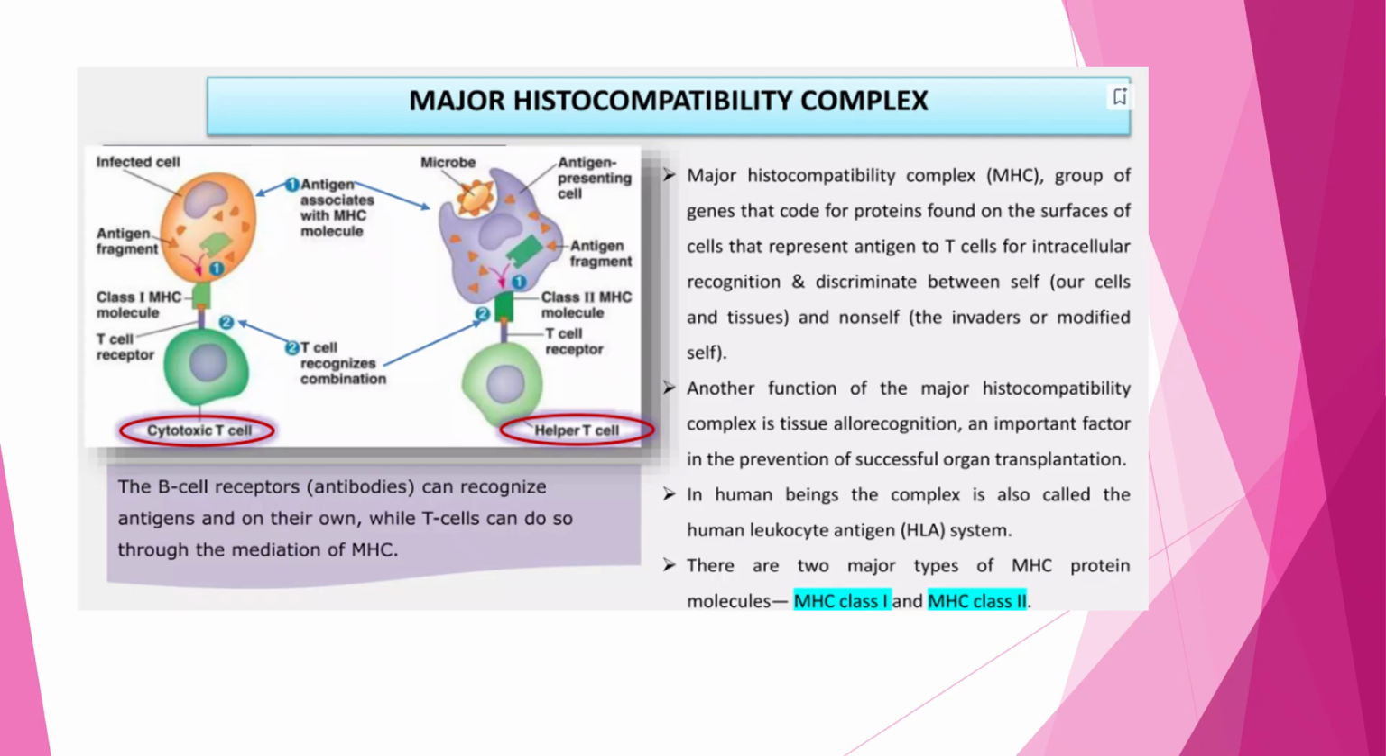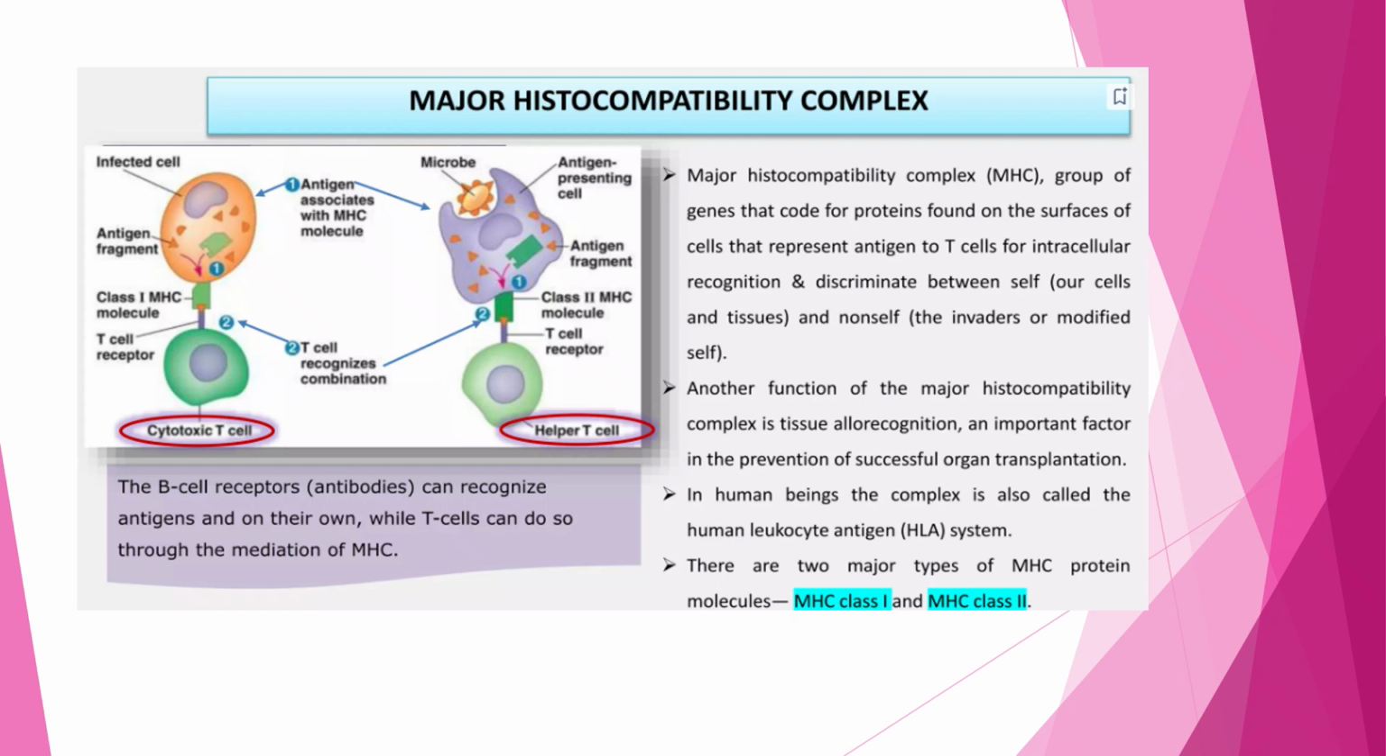And this MHC has another function, that is tissue allorecognition. At the time of organ transplantation, MHC also plays an important role. In human beings, this complex is called HLA, so we call MHC the HLA system. Mainly two types of MHC proteins are there, MHC1 and MHC2.